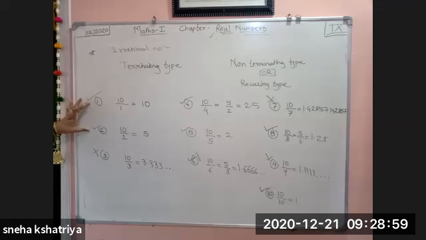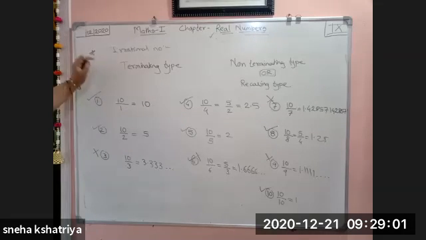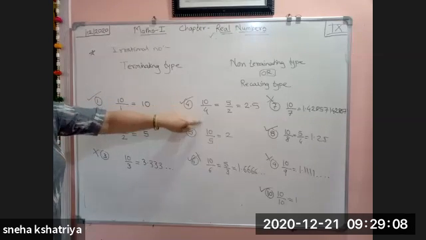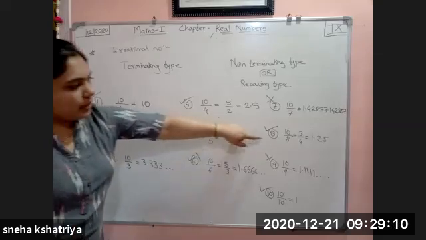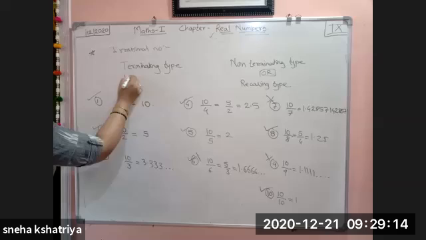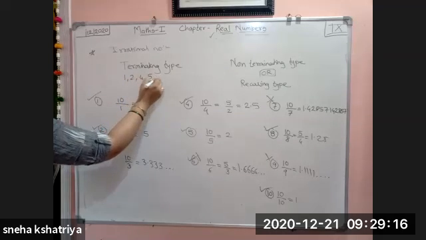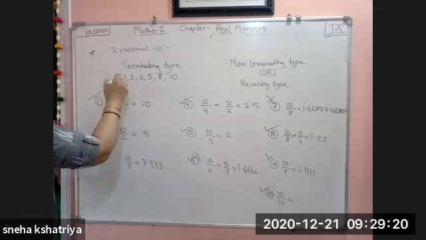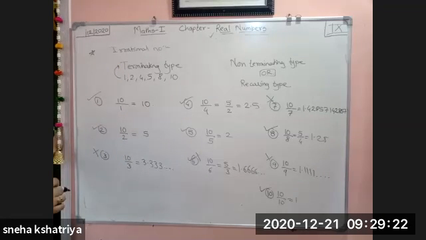So see here what are the examples with the number which we have divided to 10 and which becomes the terminating type: 1, 2, 4, 5, 8 and 10. The numbers are 1, 2, 4, 5, 8 and 10. These are the numbers which we have divided to 10 which are in terminating type.